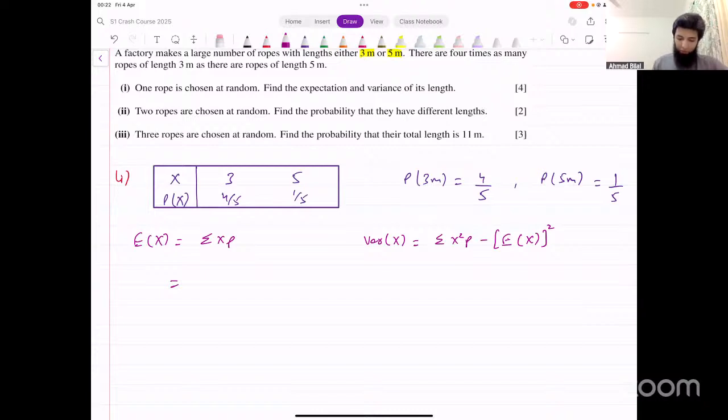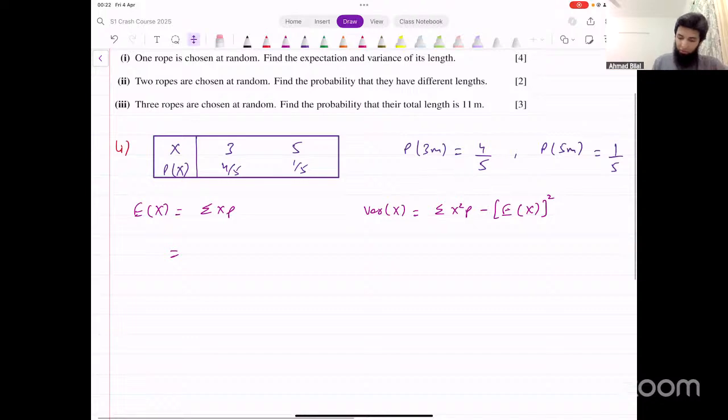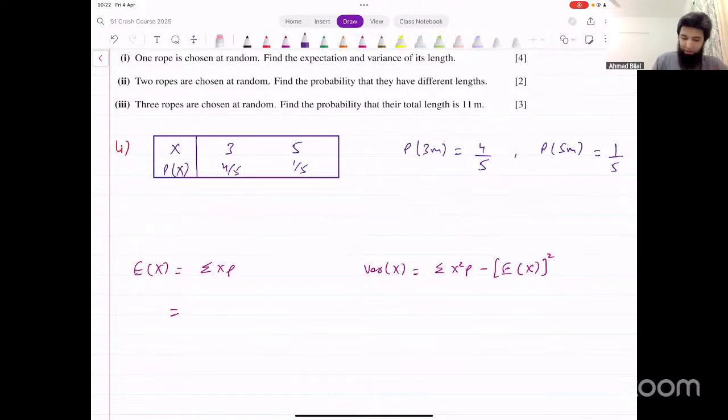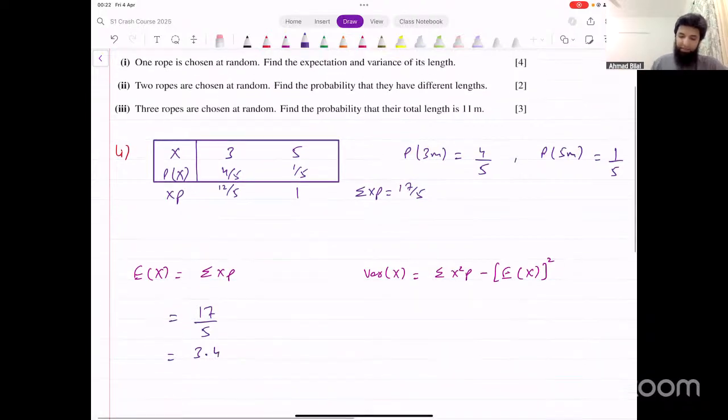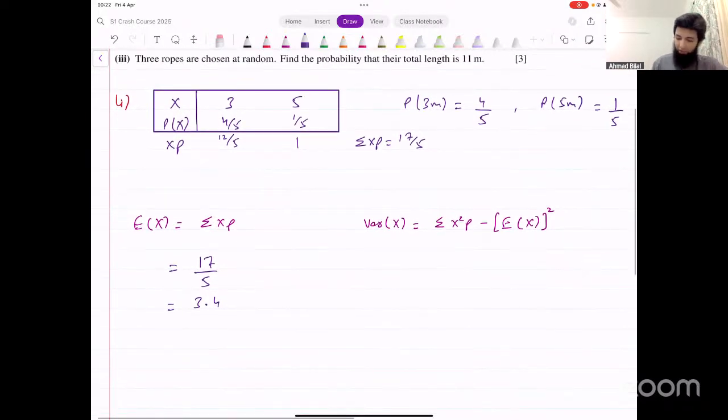3 into 4/5. Let's add another row to the table and see what that gives you. X times p. 3 into 4/5, that is 12/5. And this is 1. What's sigma xp? Sigma xp turns out to be 17/5, which simplifies to 3.4. That's the expected value. That's 3.4. And what about variance then?